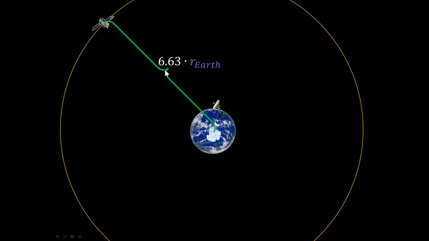That 26,200 miles is the same thing as 6.63 times the radius of the Earth. So those satellites are way out there. The International Space Station is just right in here somewhere, and those satellites are way, way further out there. And then the moon is a lot further than that, of course.